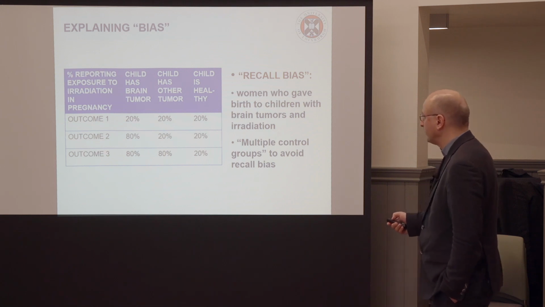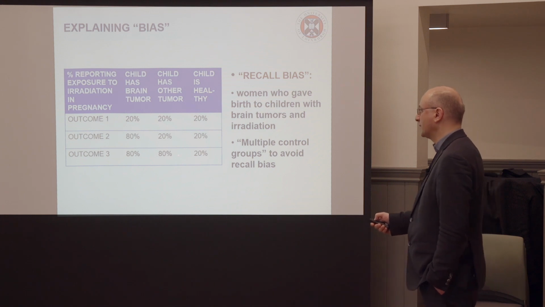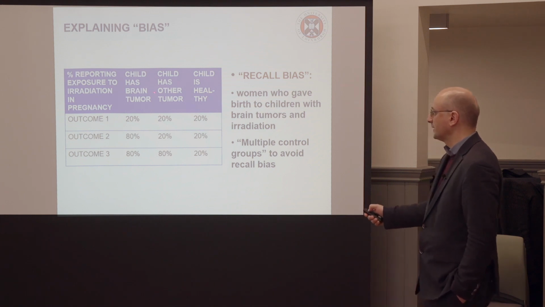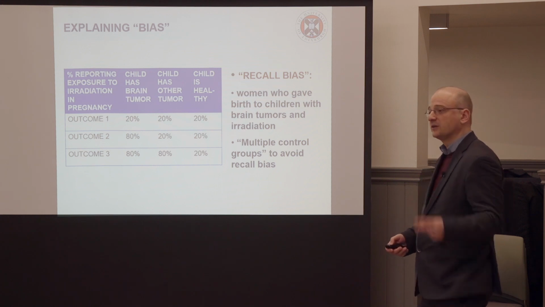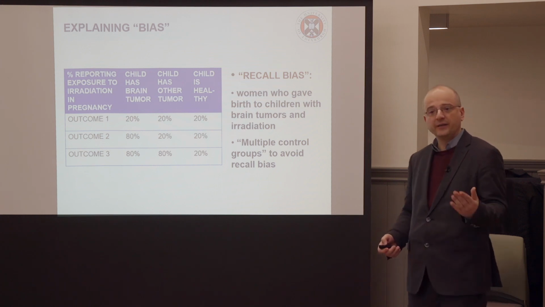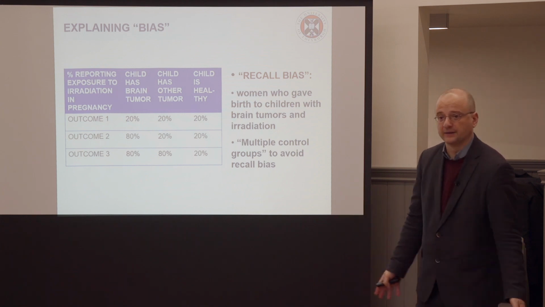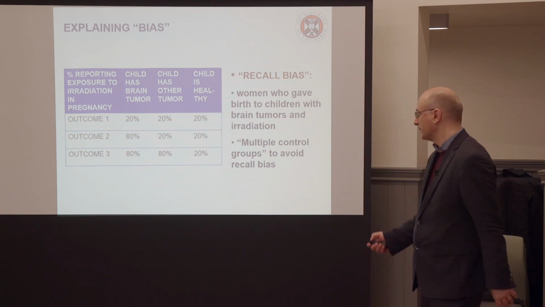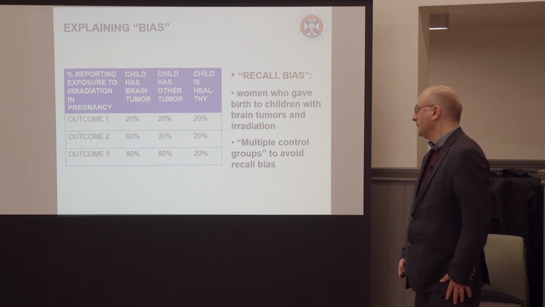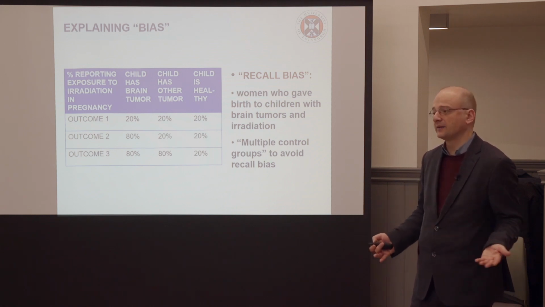But if the mothers with healthy children report it in 20%, and mothers whose child has a brain tumor and whose child has another tumor both report it at 80%, that could mean two things. That could either mean that irradiation has a non-specific effect on all cancers, but we know that it doesn't, all right? We know that it doesn't. Or it could mean that mothers whose kids have cancer simply have a phenomenal recall bias about this.